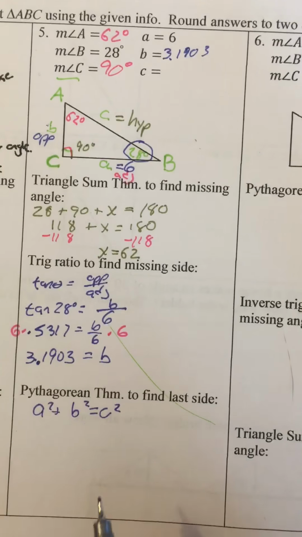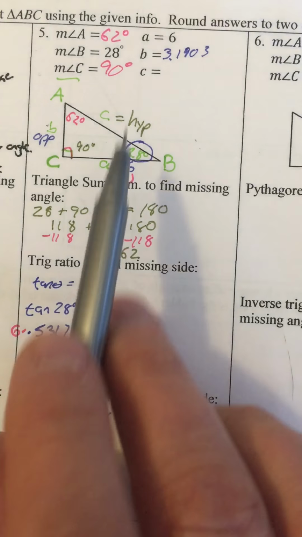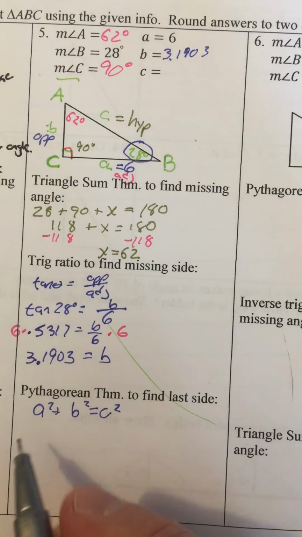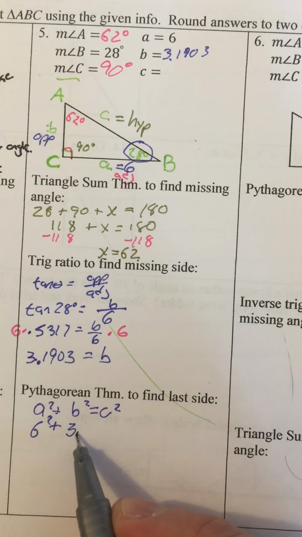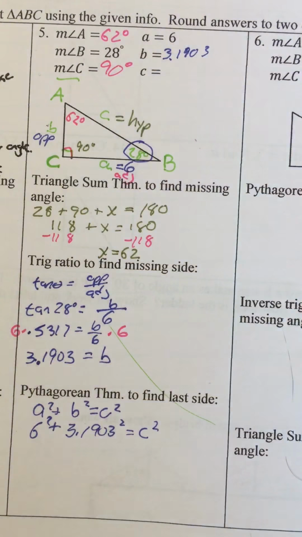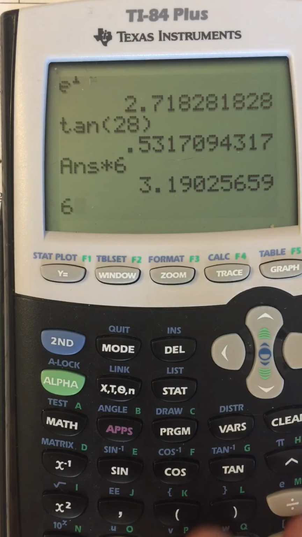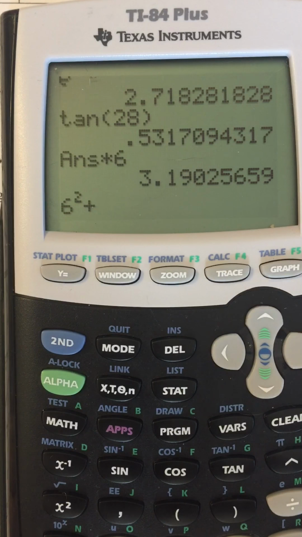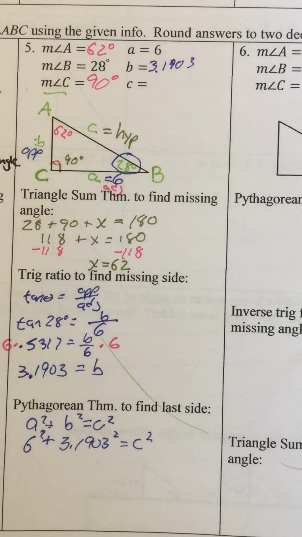All right, so now I'm going to put that into the equation down here. I have my A is 6, it says it right there. So I'm going to go 6 squared plus my B I just figured out was 3.1903, 3.1903 squared equals c squared. All right, so I'll just work this out in one step in the calculator. We're doing 6 squared plus 3.1903 squared, and I get 46.178.